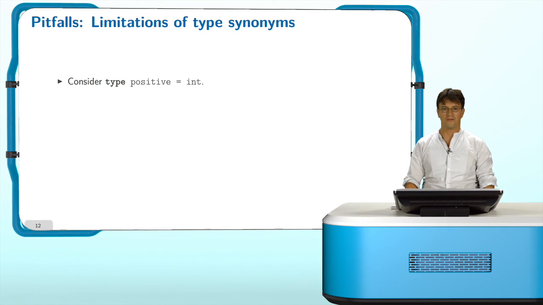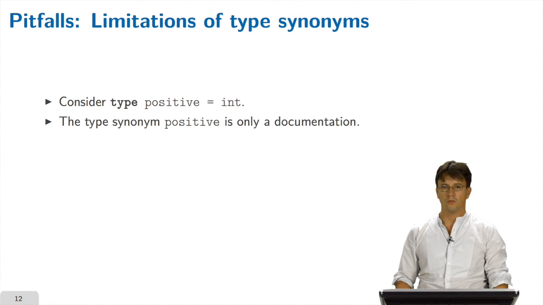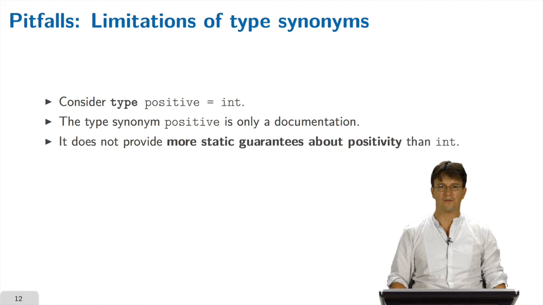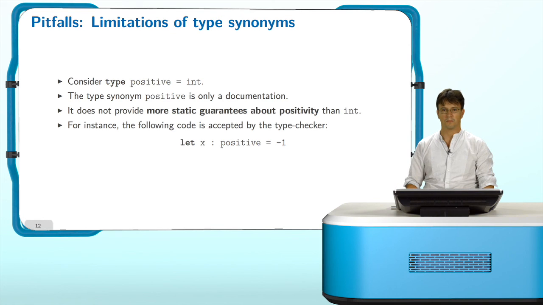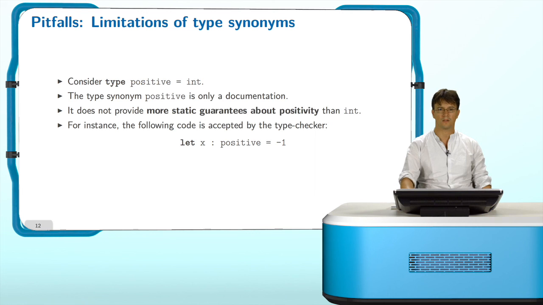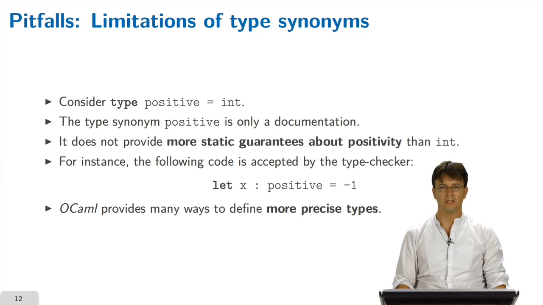There is another kind of error that you can make when you use type synonyms. It's more a semantic error. For instance, if you have introduced a type for positive integer like this, you have to understand that this name positive is only documentation, and you do not have a static guarantee that every value of this type is actually a positive integer. For instance, you can perfectly write the following definition saying that x, which is equal to -1, has type positive, because -1 is an int, so this definition is accepted by the type checker. Fortunately, the OCaml type system will help us define more precise types in order to be able to capture that kind of properties statically.